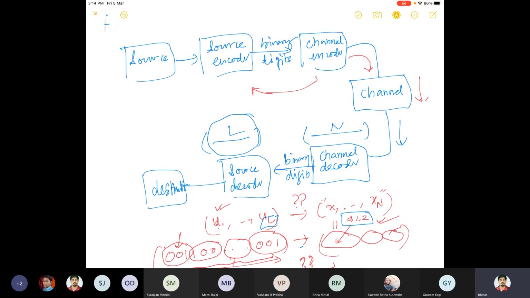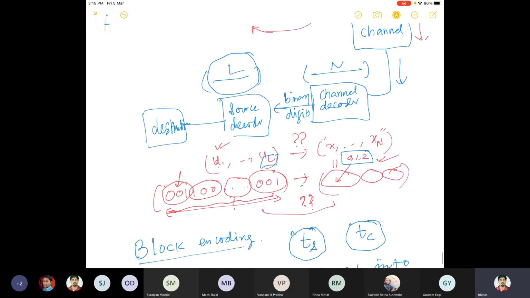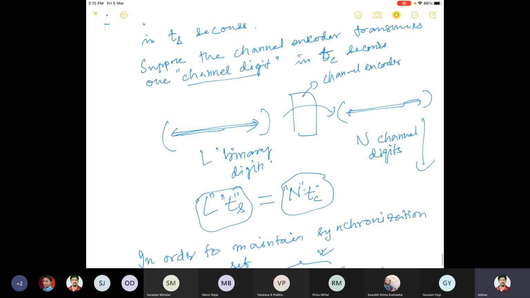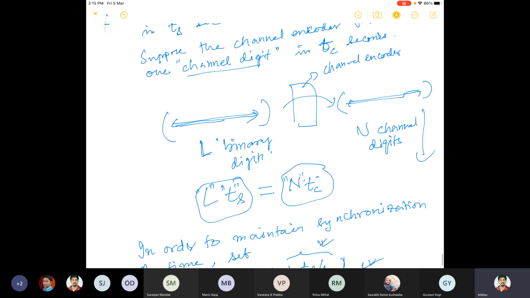So I need to calculate the probability of error. I need to develop this encoding scheme through this mapping of L binary digits to n channel digits. So my focus will be on this part: how to develop a coding scheme which will take as input L binary digits and give you an output with n channel digits.